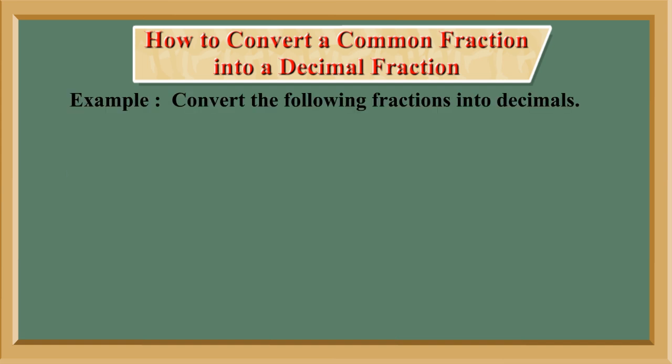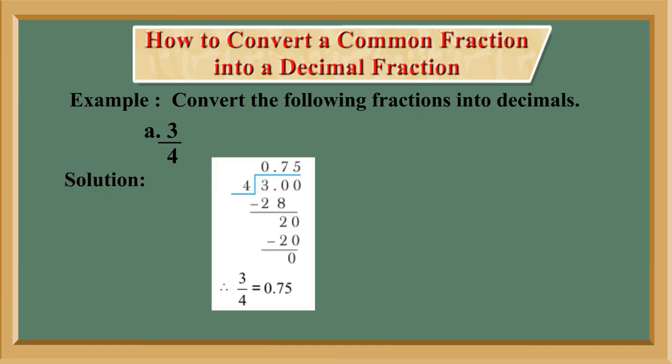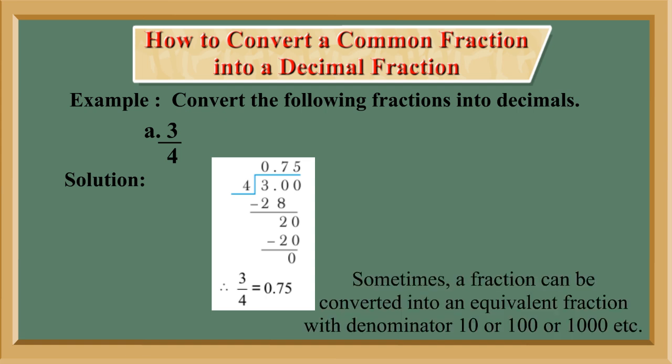Example. Convert the following fractions into decimals. A. 3/4. Solution. Therefore 3/4 is equal to 0.75. Sometimes, a fraction can be converted into an equivalent fraction with denominator 10 or 100 or 1000 etc.